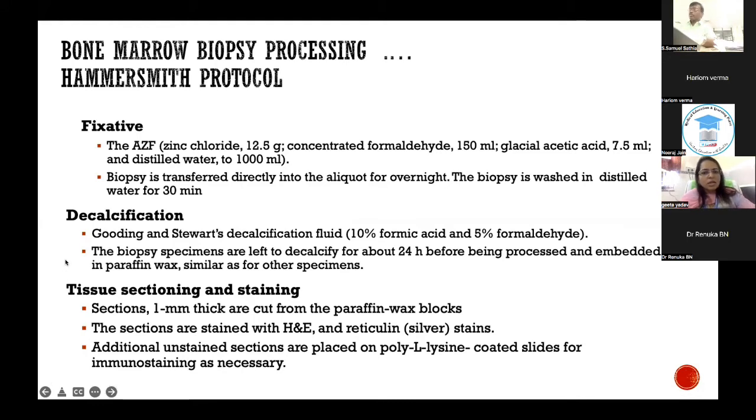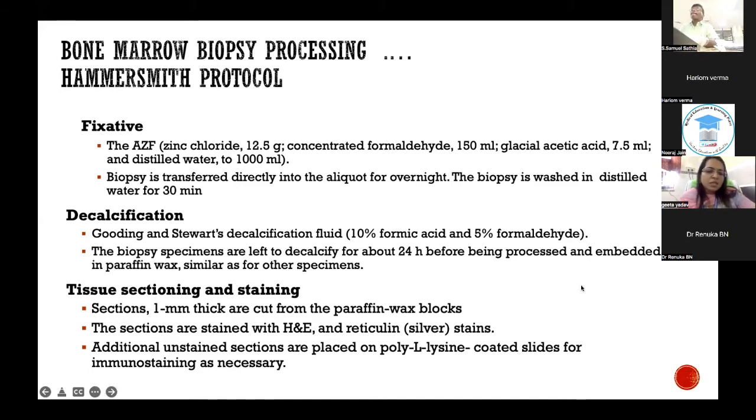Then it is left for decalcification. If the decalcification solution is freshly made, it takes less time; if it has been kept slightly longer, it takes more time. After decalcification is done, it has to be embedded in paraffin blocks, similar to how we do for other histology specimens.